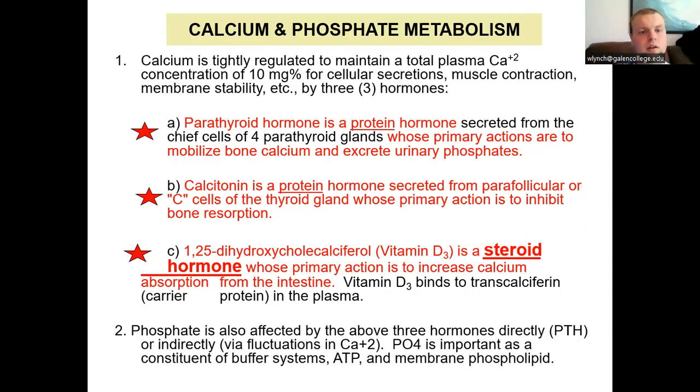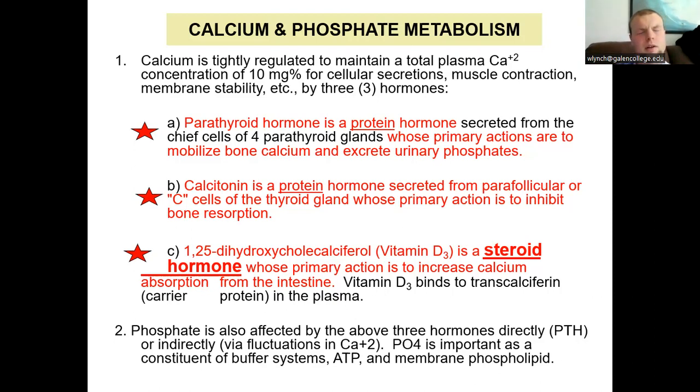Calcitonin is going to be the other one here. It's going to be produced by the thyroid gland from the parafollicular cells. It's a protein hormone that is primarily going to inhibit bone resorption. So it's going to stimulate bone deposition, so increased storage of calcium and phosphate.